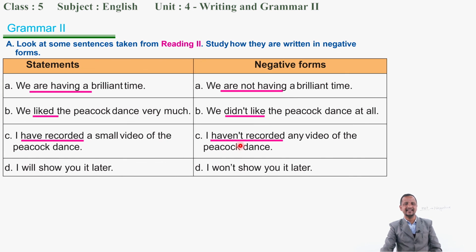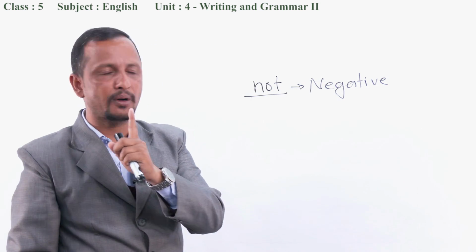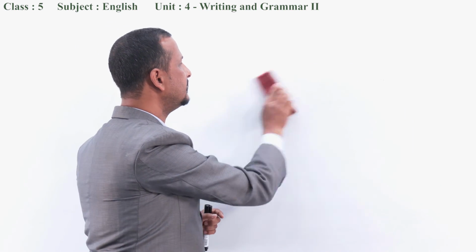We have not recorded any video of the peacock dance. Well, D: I will show it to you later. I won't show it to you later. Well, now dear student, you have to know how we make negation. One point we already understood: we add "not" to an auxiliary verb, then that becomes negative. But sometimes, let's see here.